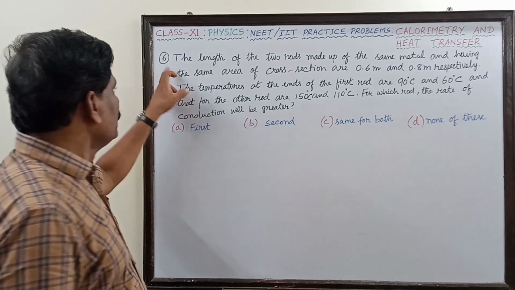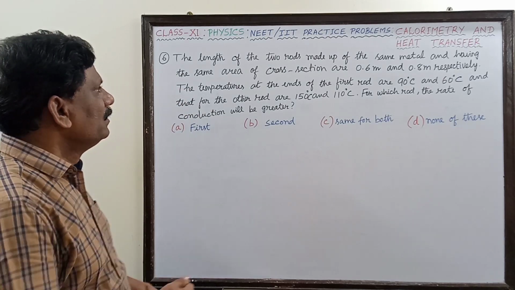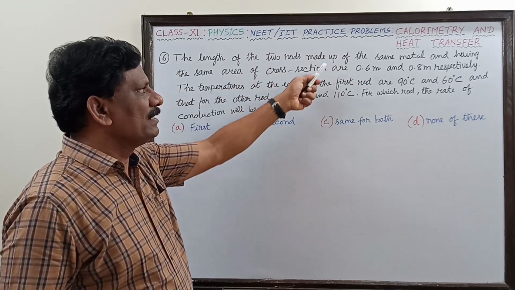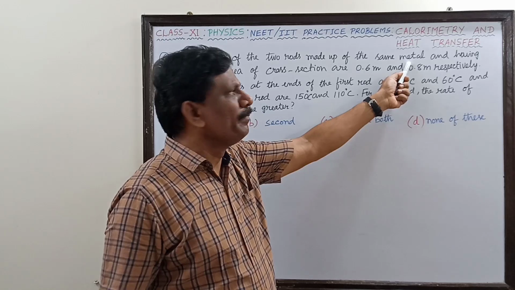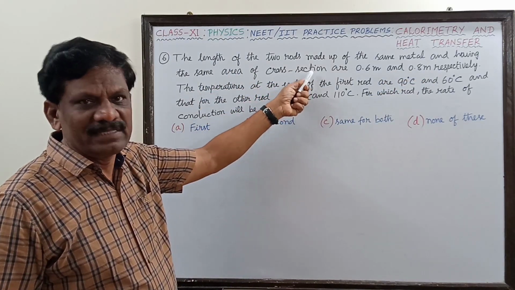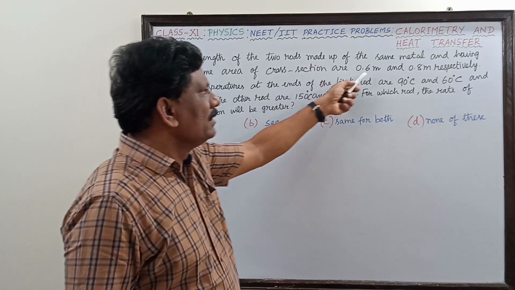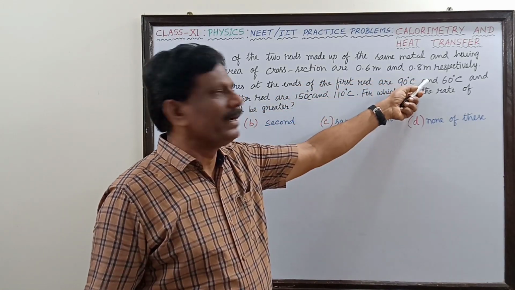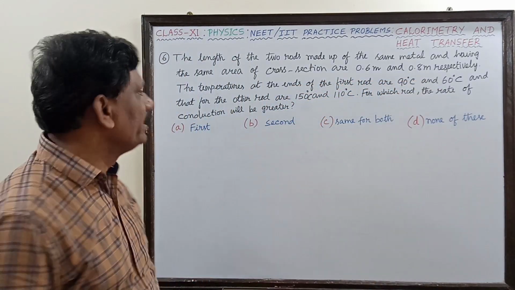Hi students, MCQ number 6. The length of the two rods made up of the same metal and having the same area of cross section. This is the clue. They are 0.6 meter and 0.8 meter respectively.